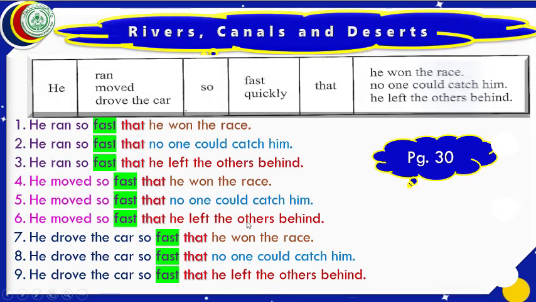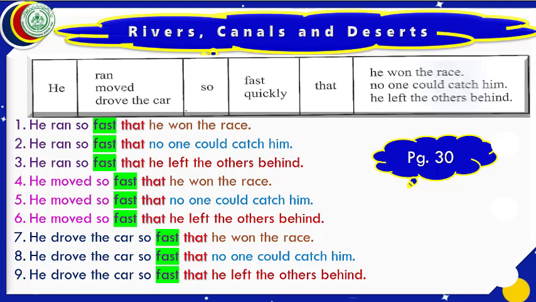Let us make the sentences. Dear students, here you can see. First I have written, he ran. With fast, 3 sentences are there. Then I used he moved so, 3 sentences. Then I used he drove the car. There are 3 sentences. Dear students, in this way, we have made 9 sentences by using fast. Now we shall change this fast to quickly, and then we shall get 9 more sentences.